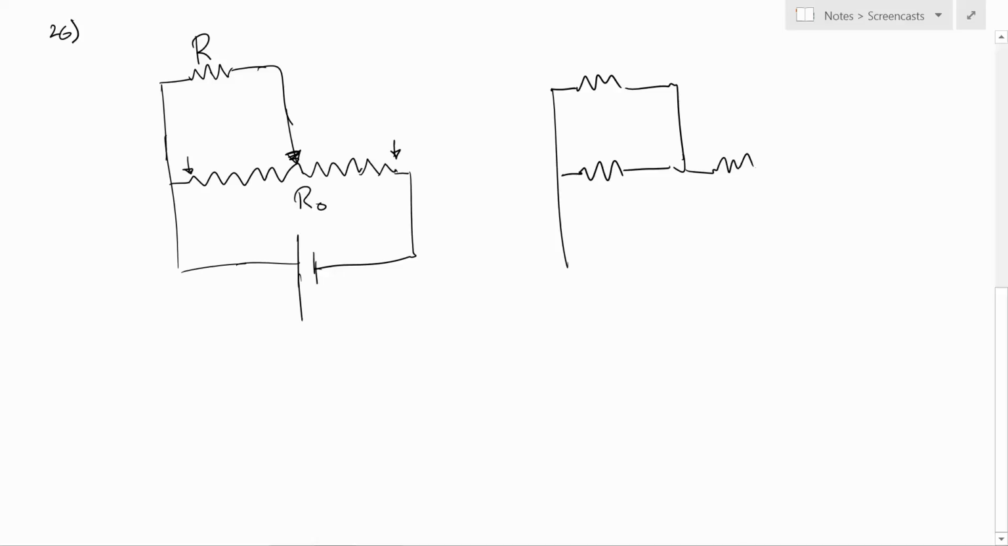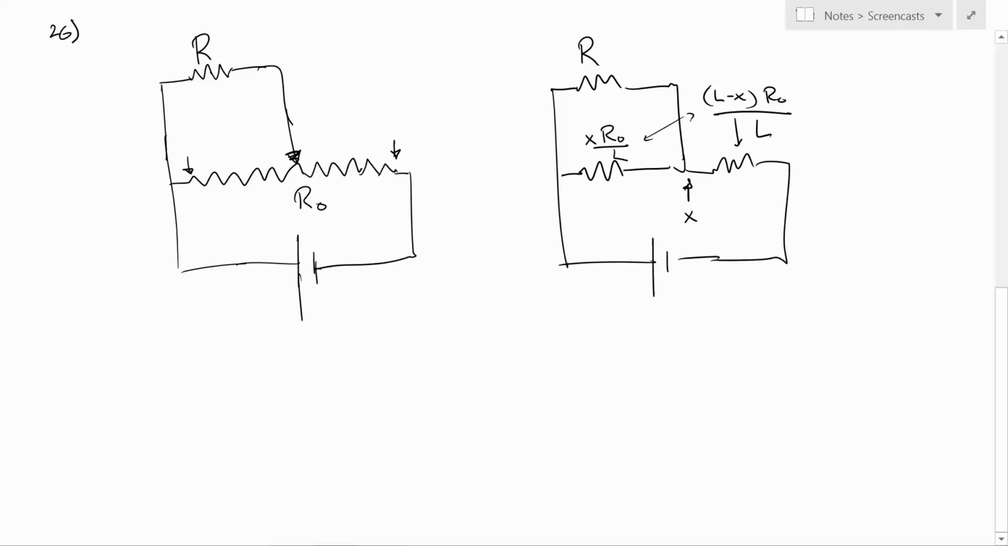We have 3 resistors, and we're conveniently ignoring the whole EMF thing again. So you still have this resistor R, and then depending on what X you have put your contact at, this resistor here is X R0 over L. It's X over L of this R0 resistor. And this one is going to be (L minus X) R0 over L, so that if I add up these two resistors here, I'm going to get just R0. And you can check that for yourself.